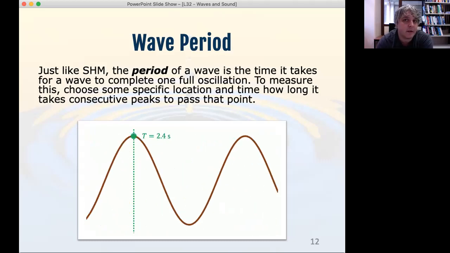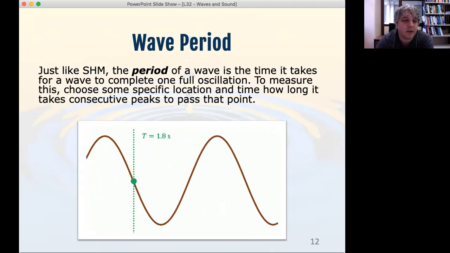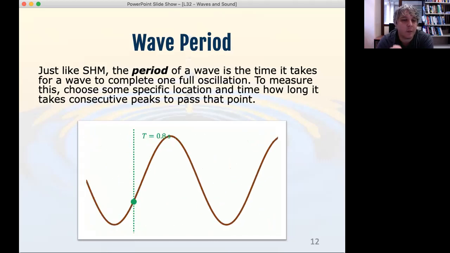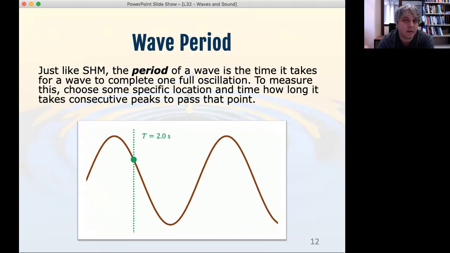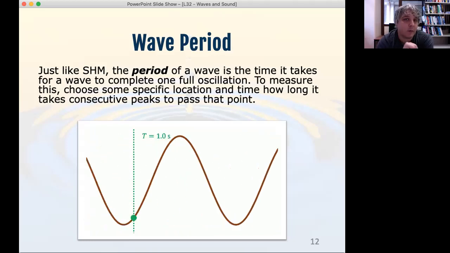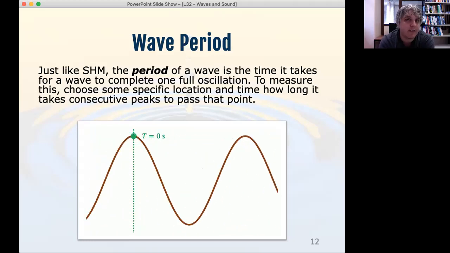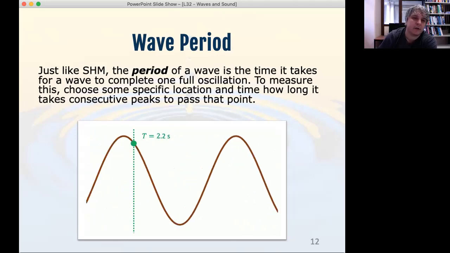So that's a big tripping point for a lot of students, getting that distinction between timing the wave period, so choose one location in space and time how long between crests, versus determining the wave speed, which is to follow one crest and see how quickly it's moving. Right?